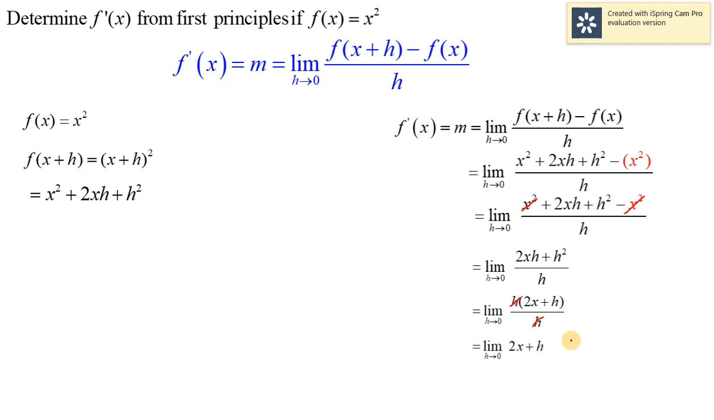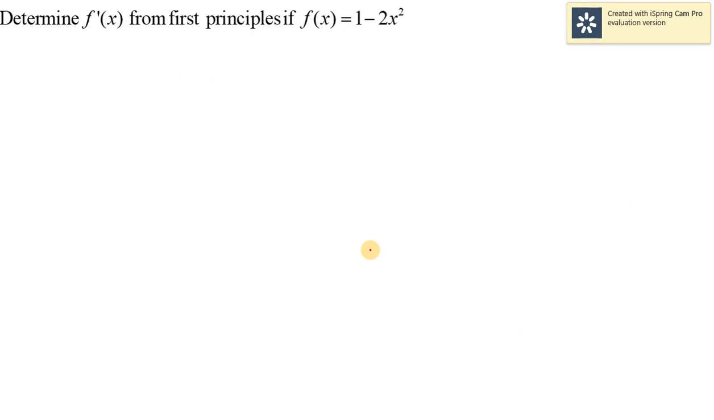And if I go further, it means I have limit of 2x plus h. And at this stage, I consider h as being 0. So in place of h, I put in 0, and 2x plus 0 is equal to 2x. Expect this in the examinations for about 4, maybe 5 marks. Let's go to the next example.